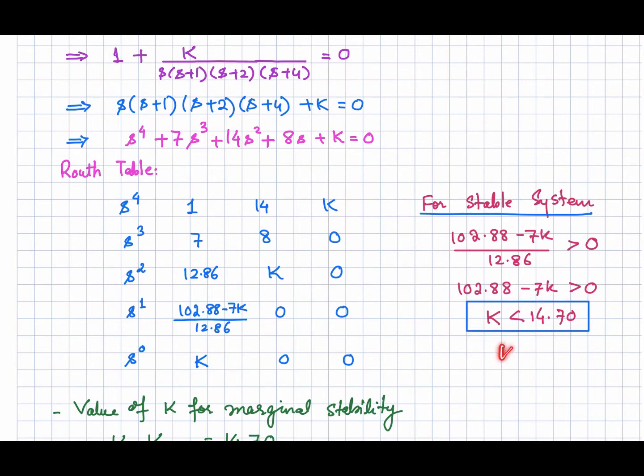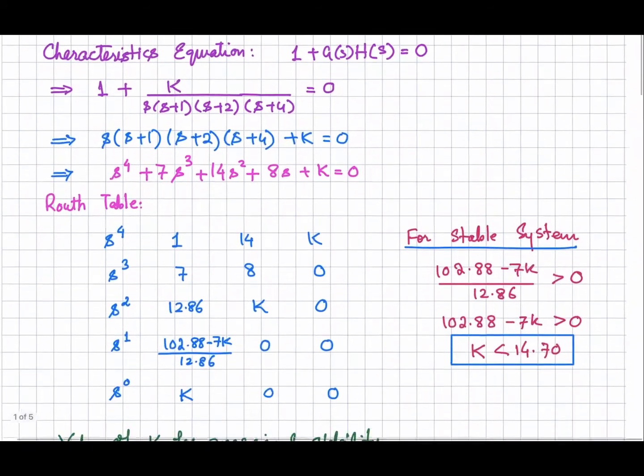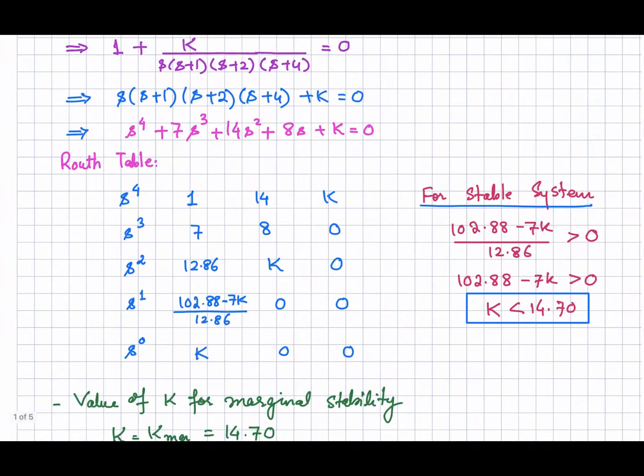So if k is between 0 and 14.70, that means our system will be stable. So if you are going to add a proportional controller in this one, providing a certain gain k, that should provide the gain between 0 and 14.7, so that your system is stable. And for marginal stability, this will be set equal to 0.